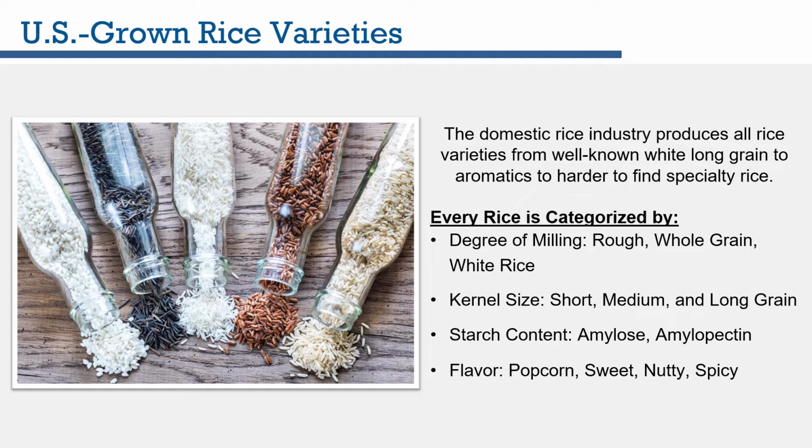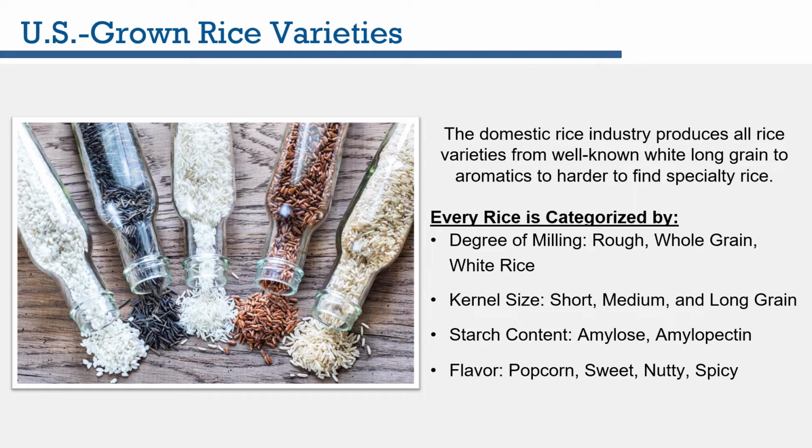Now that we understand the rice milling process a bit better, as well as the differences between brown and white rice, it's time to talk about rice varieties. There are more than 120,000 kinds of rice in the world, all identified by a degree of milling, grain size, starch content, and fragrance and flavor. Here in the US, we are unique in our ability to produce a range of different rice varieties. So let's take a look at these categories.